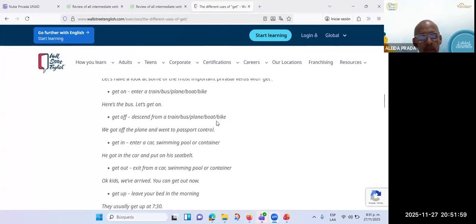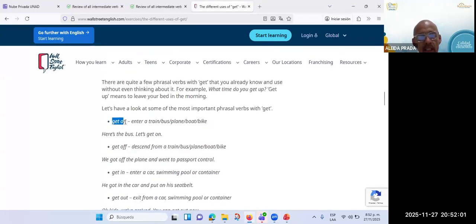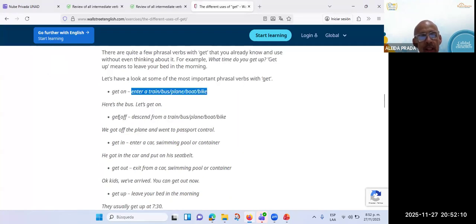These are the examples of the phrasal verbs, no? Get on. So phrasal verb we get on: enter a train, a bus, a plane, a boat, or a bike. Get off is the contrary. Get off when you descend from a train, a bus, a plane, or a boat, or a bike.